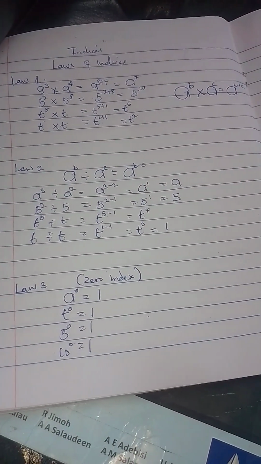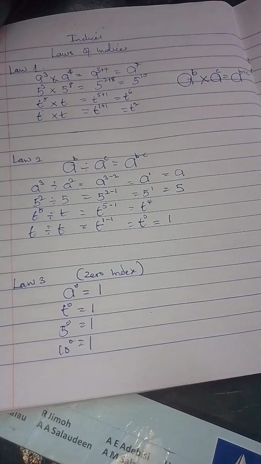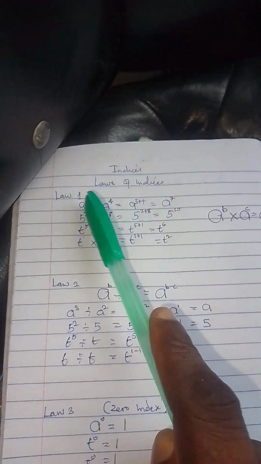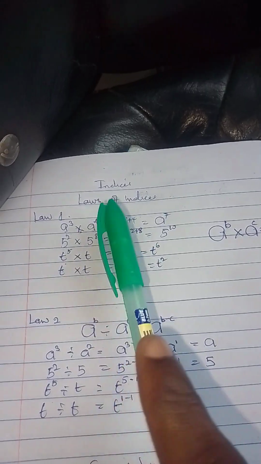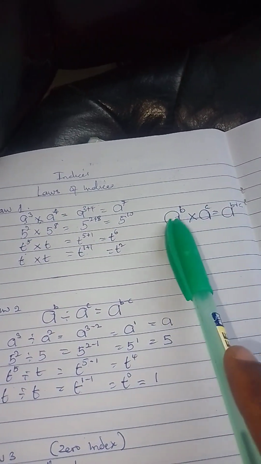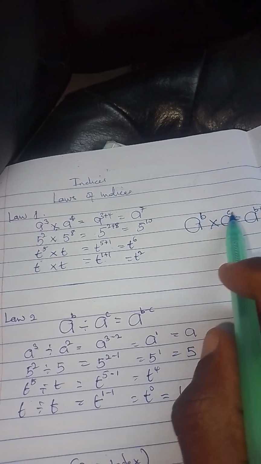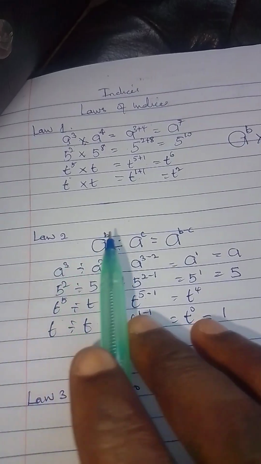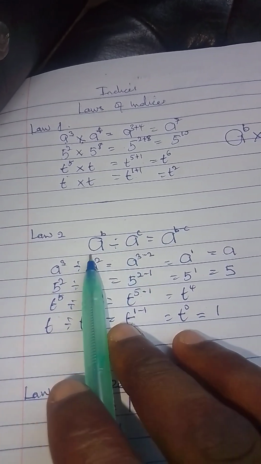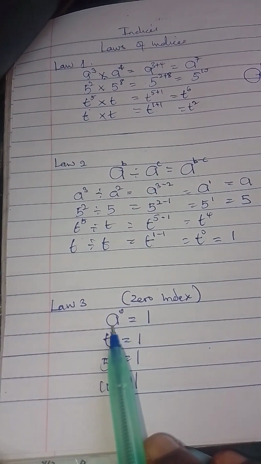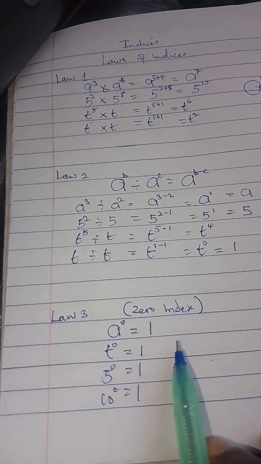Now, in the next video, I'll show you another law. Okay, so do you understand what I've said so far? To quickly summarize, law 1 is multiplication of similar bases. When you have to multiply two bases and they are similar, add the index or power. Law 2, division. When you have to divide two bases that are similar, find the difference of the index. Then law 3 says when any base has a power of 0, the answer becomes 1.